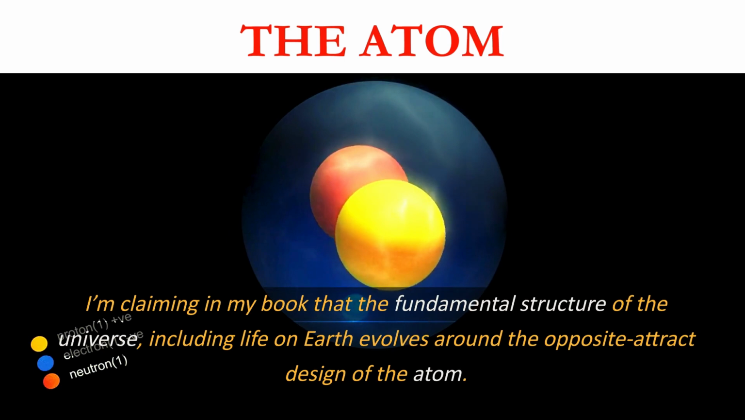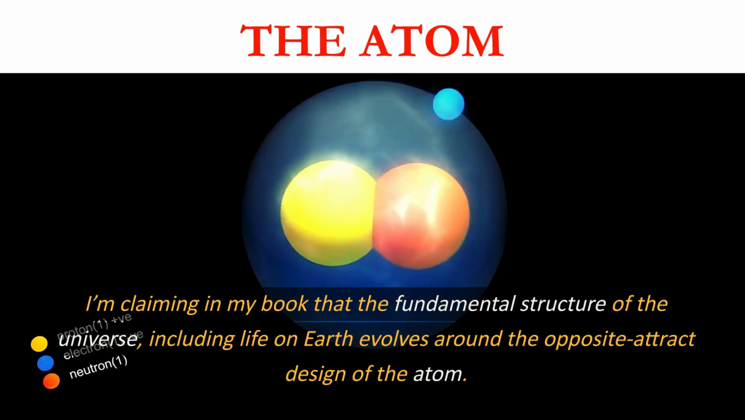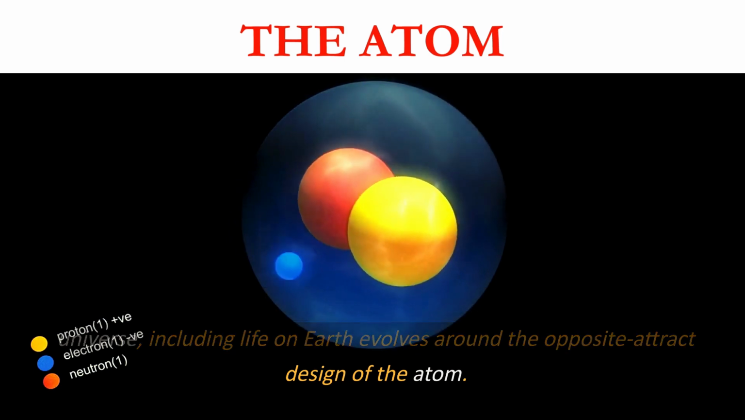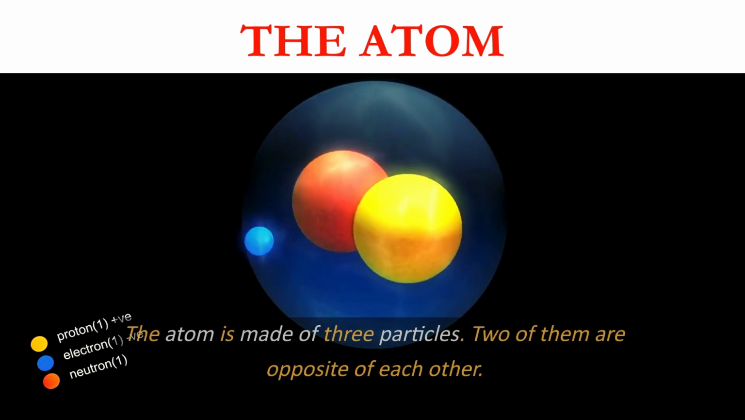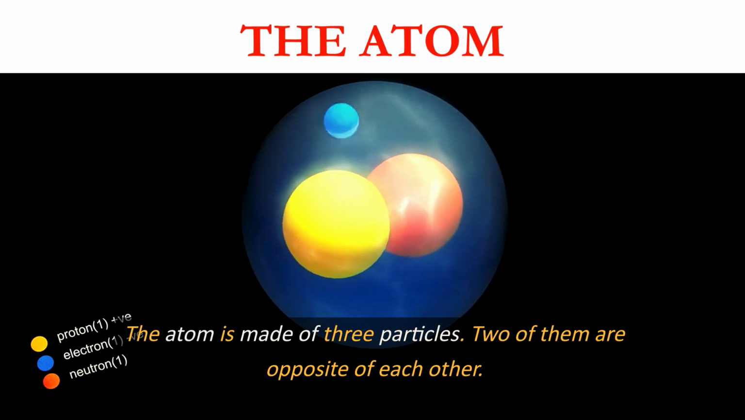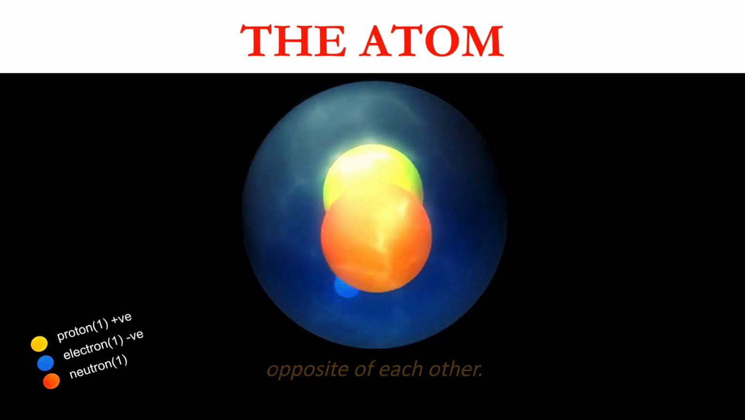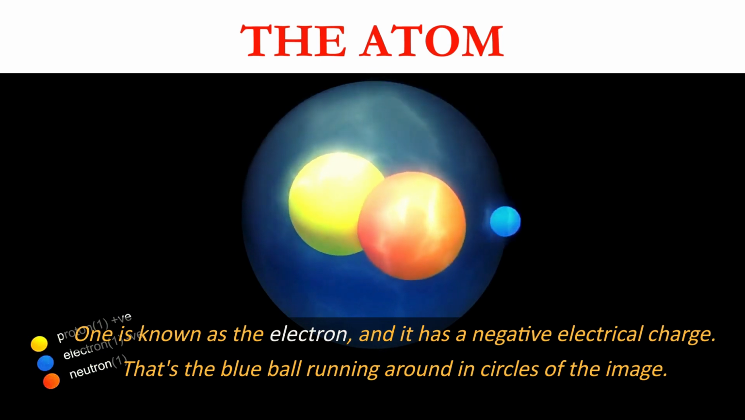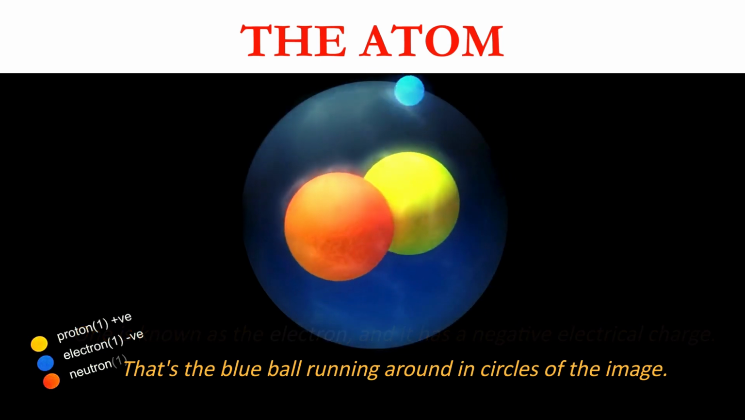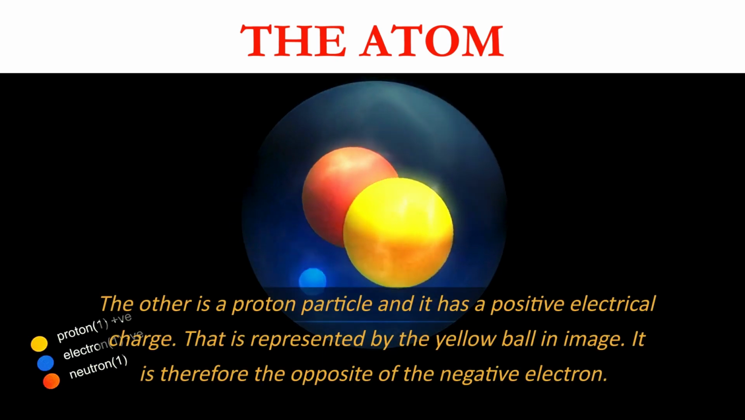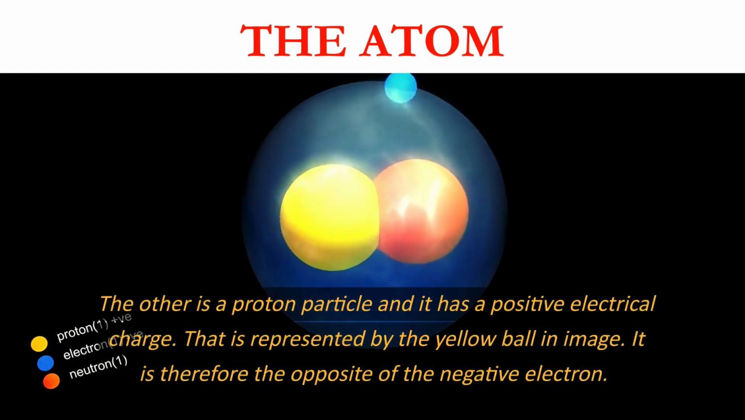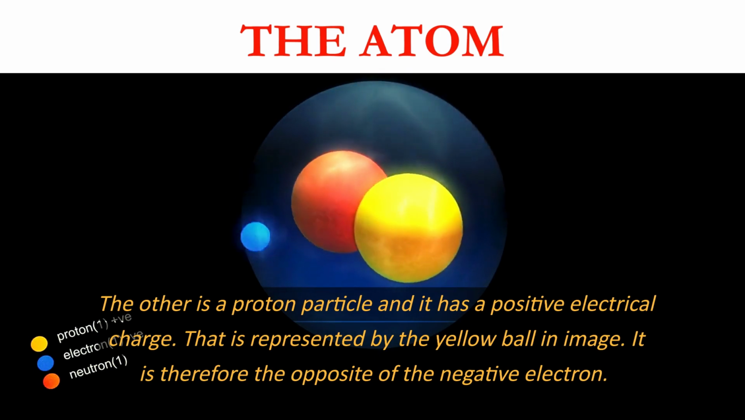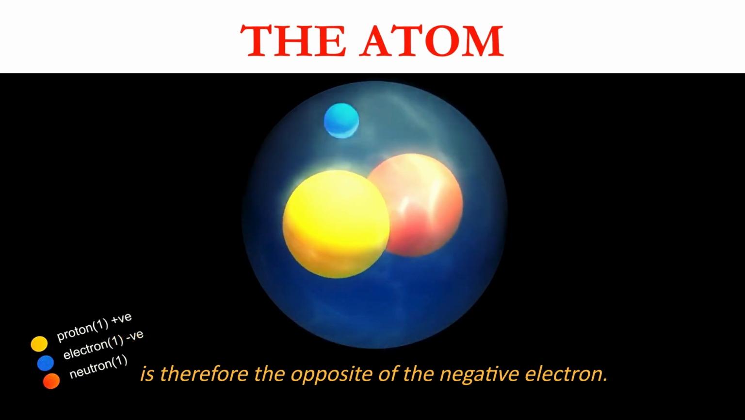I'm claiming in my book that the fundamental structure of the universe, including life on Earth, evolves around the opposite attract design of the atom. The atom is made of three particles. Two of them are opposite of each other. One is known as the electron, and it has a negative electrical charge. That's the blue ball running around in circles in the image. The other is a proton particle, and it has a positive electrical charge. That is represented by the yellow ball in the image. It is therefore the opposite of the negative electron.